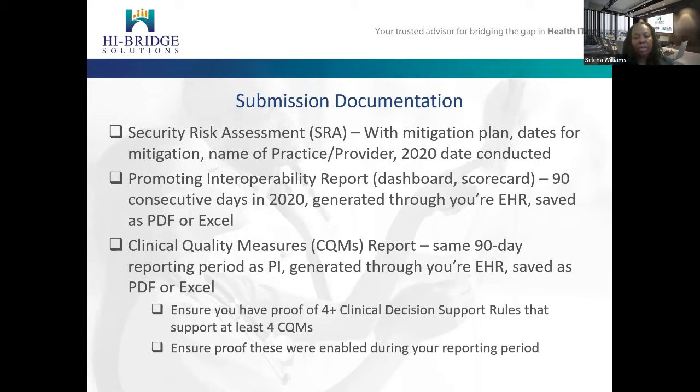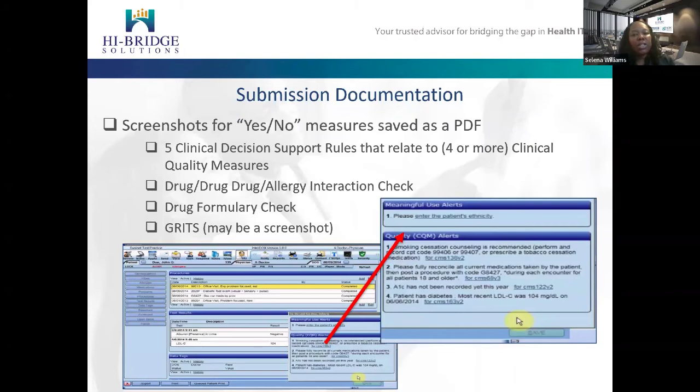Your clinical quality measures, you want to make sure you have all those screenshots available to upload when you submit your application. And just make sure you have proof of 4 clinical decision support rules that support at least 4 of the clinical quality measures that you're reporting on. And also ensure proof these were enabled during your reporting period. So the screenshots for the yes/no measures saved as a PDF, 5 clinical decision support rules, your drug-to-drug allergies. These are all documentation that has to be uploaded with screenshots, drug formulary check, and your security risk screenshot.